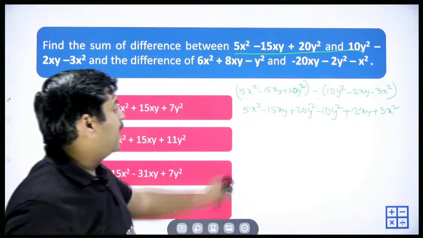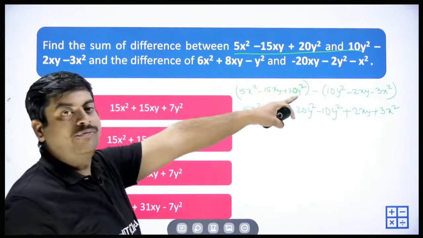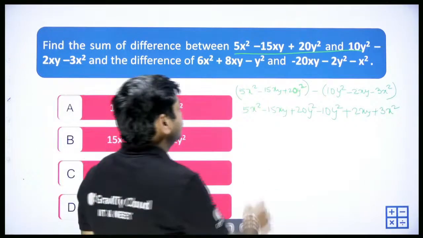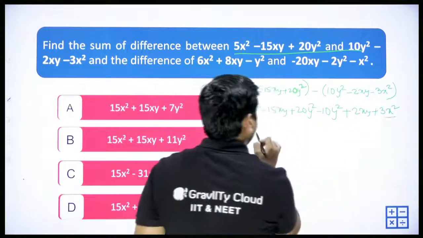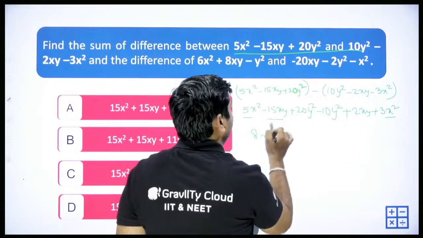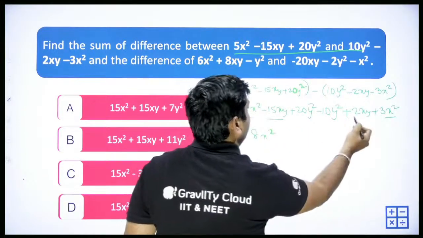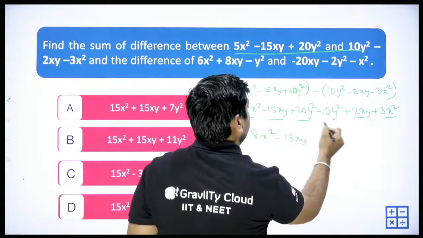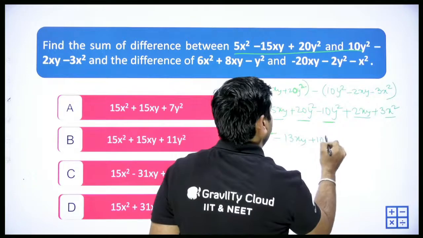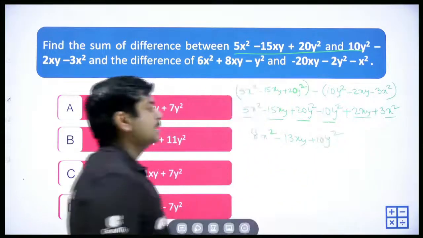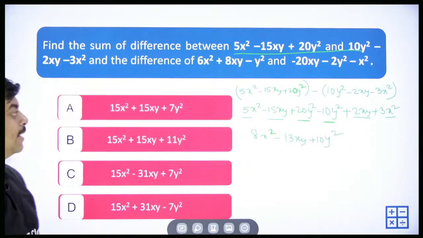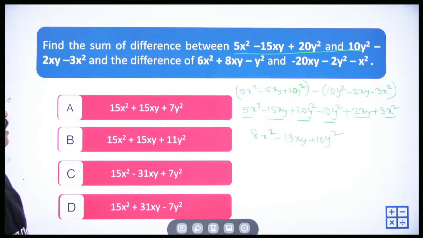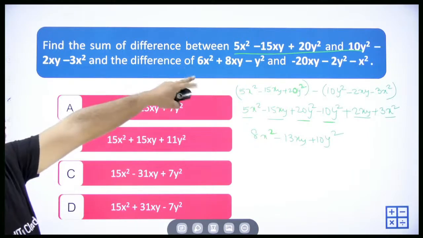So 5x square plus 3x square, 5 plus 3 is 8x square. Minus 15xy plus 2xy will give you minus 13xy, plus 20y square minus 10y square becomes plus 10y square. So we get 8x square minus 13xy plus 10y square. That is the first difference.